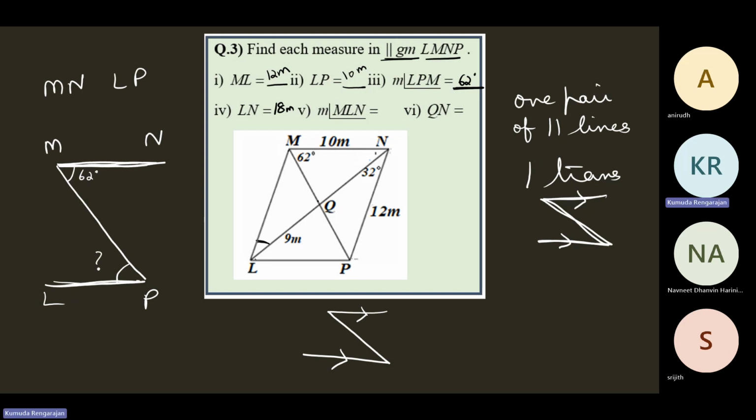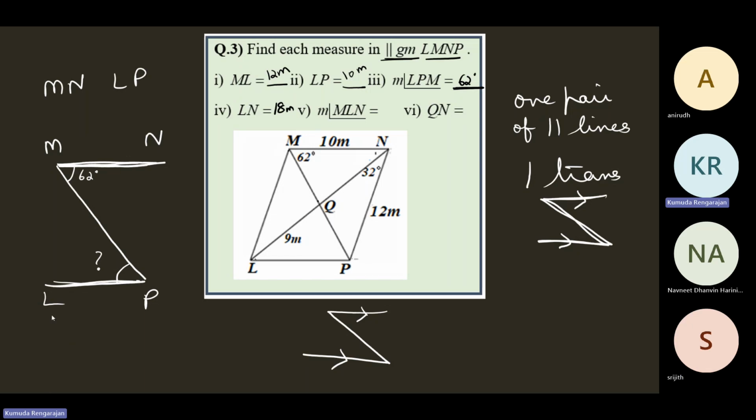MLN, this angle. Here, MLN. This angle, this angle. MLN. This angle. Ma'am. How much? 32, ma'am. Yeah, parallel lines.